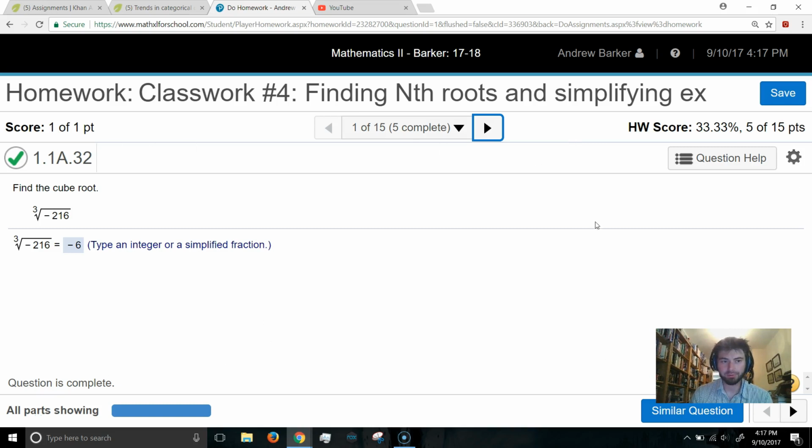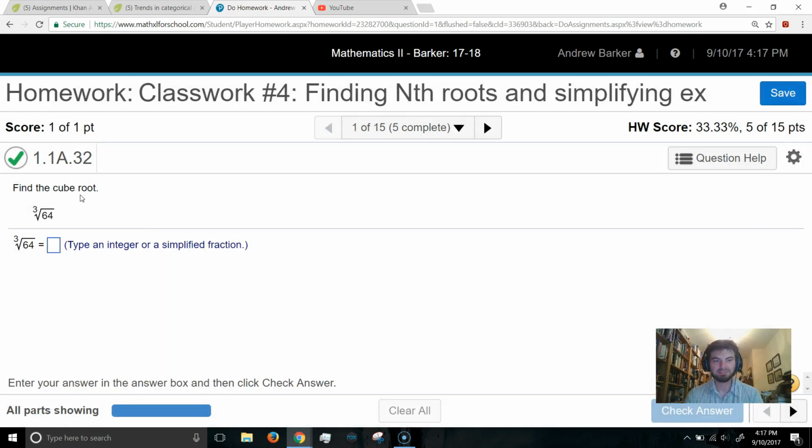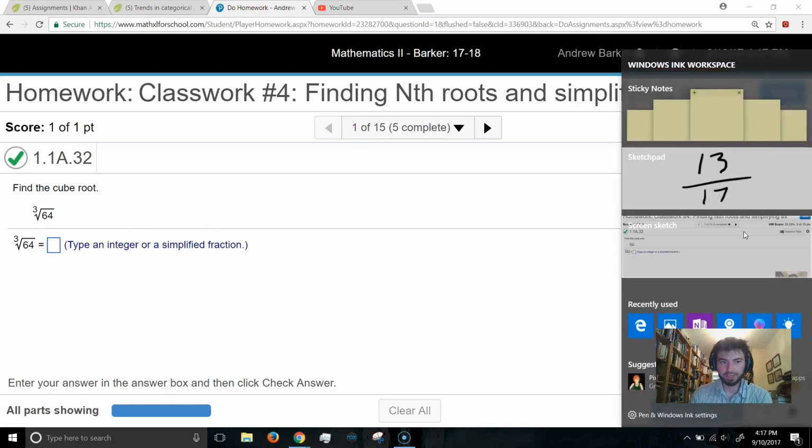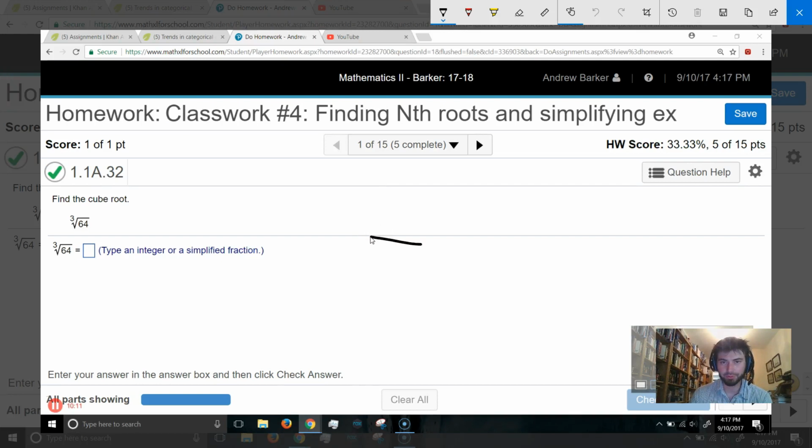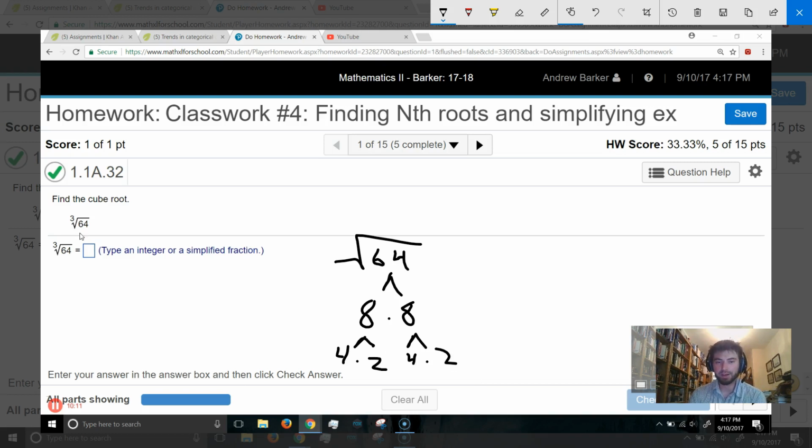So let's see, refresh here. Similar question. So this is a cube root, and a cube root's a little bit different because now instead of groups of 2, we're going to be doing groups of 3. So if we have 64, I already know that's 8 times 8. I'm choosing to do a wide tree because I'm not going to have a lot of space here and set myself up for a lot of space. So this is like 4 times 2, 4 times 2. But say I have a perfect square here, but this is not going to be a perfect square. This is going to be a cube root.